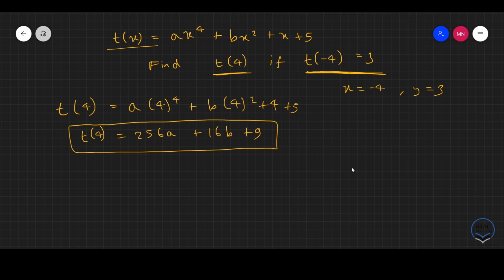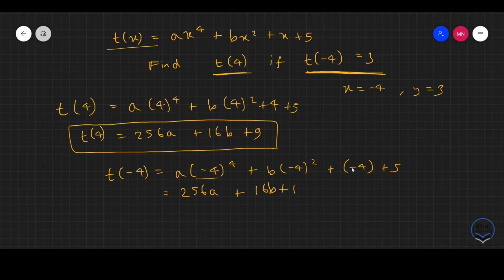Now let's find t of minus 4. So t of minus 4 is equal to a times minus 4 to the power of 4 plus b times minus 4 squared plus minus 4 plus 5. Once again, we're taking a negative number to the power of an even number, so we will get something positive. So we still have 256a plus 16b minus 4 plus 5. So we have 256a plus 16b plus 1.